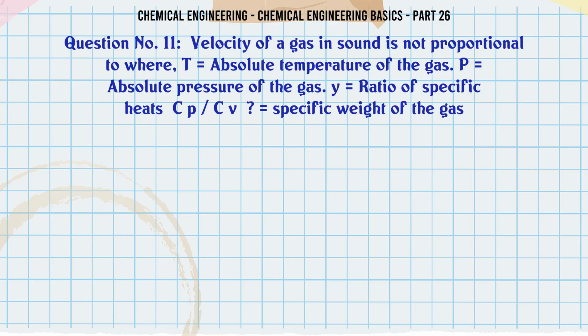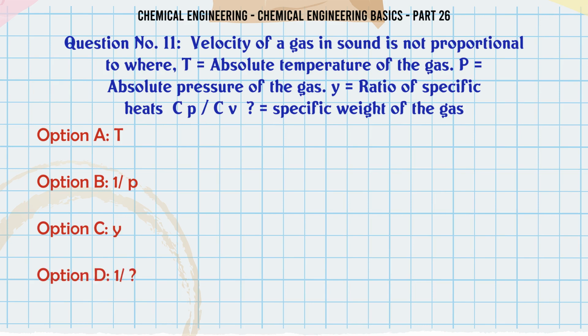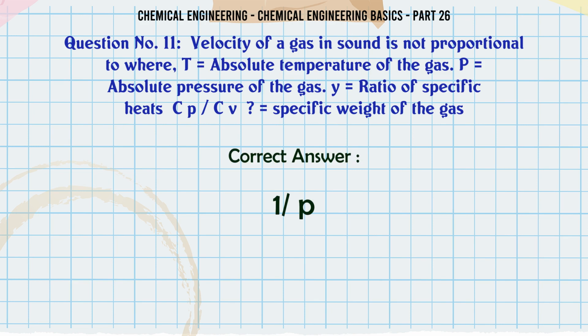Velocity of sound in a gas is not proportional to, where T is absolute temperature of the gas, P is absolute pressure of the gas, gamma is ratio of specific heats Cp/Cv, and rho is specific weight of the gas. A. √T, B. 1/√P, C. √γ, D. 1/√ρ. The correct answer is 1/√P.